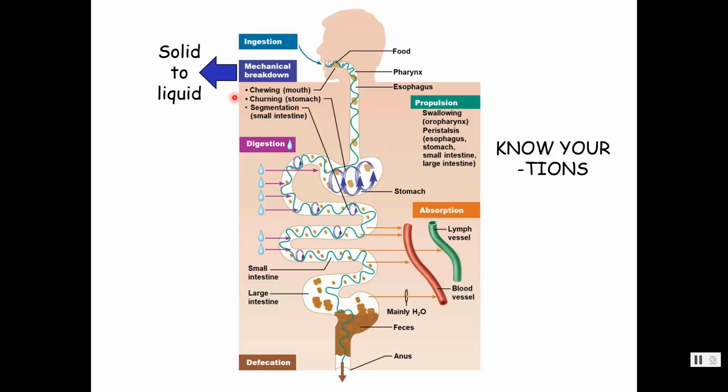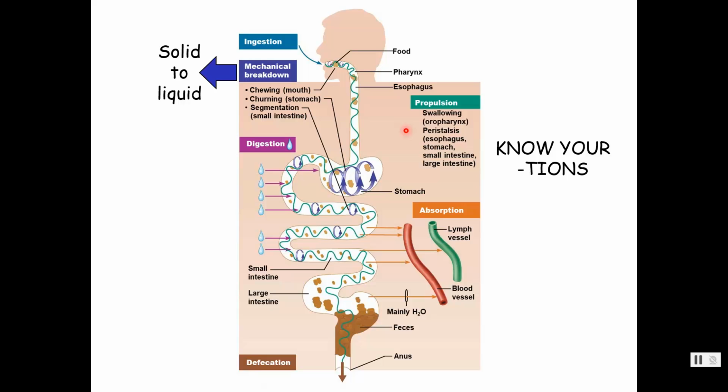Then we go to the small intestine, and the small intestine is going to move things back and forth, so that's segmentation. So the chewing, the churning of the stomach, and segmentation all help the physical or mechanical breakdown of our food. And then the other shun is propulsion. Once we go through swallowing, which is called deglutition, there are wave-like contractions called peristalsis that move food down the esophagus.